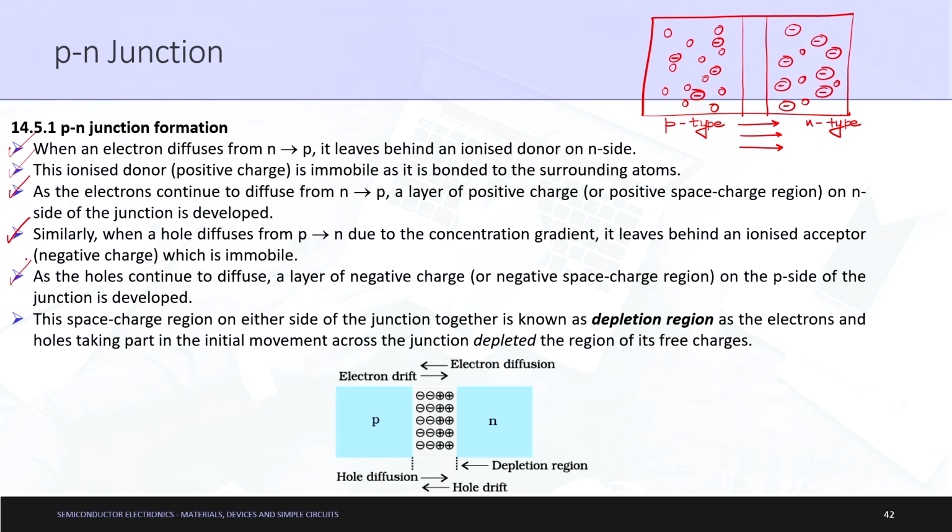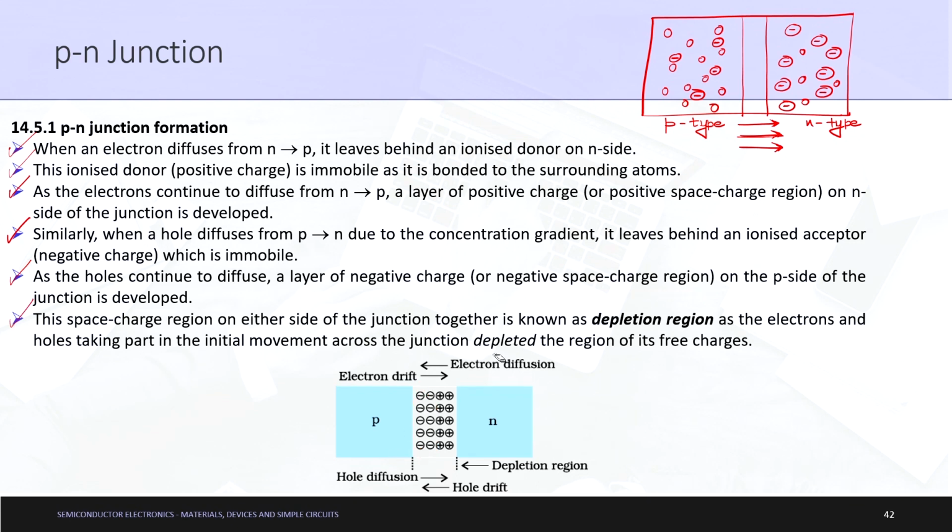Fine, let's read forward. So as the holes continue to diffuse, it will lead to a layer of negative charge or negative space charge region. So as you can see on the P side, you can observe a negative charge happening here. The negative space charge region on the P side of the junction is developed.